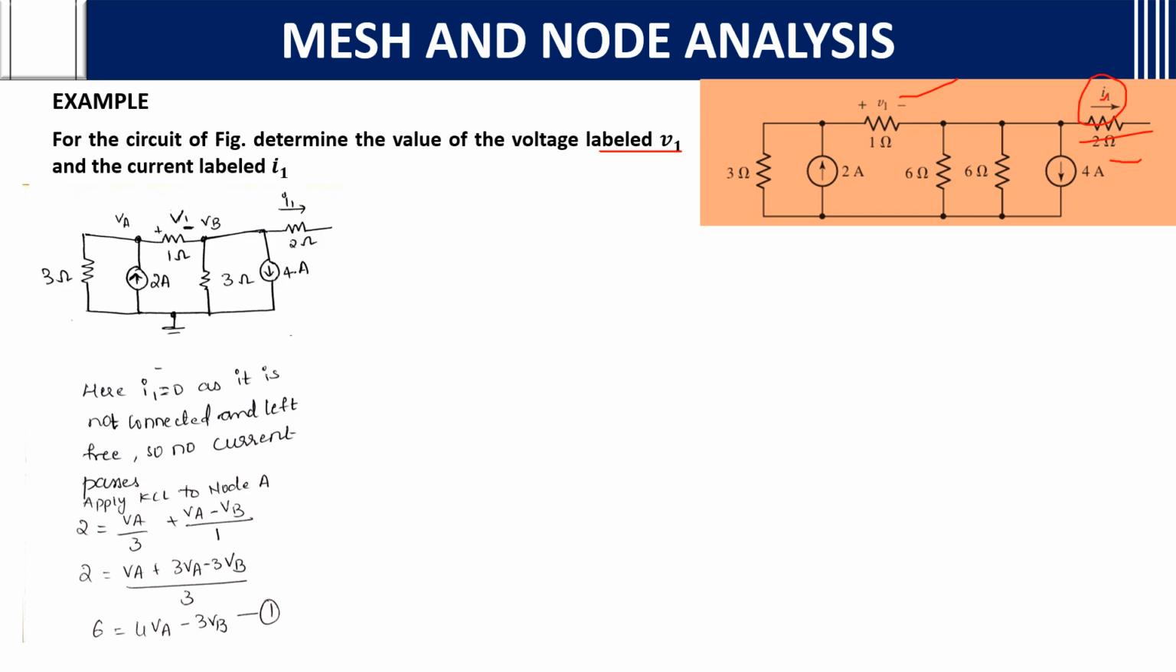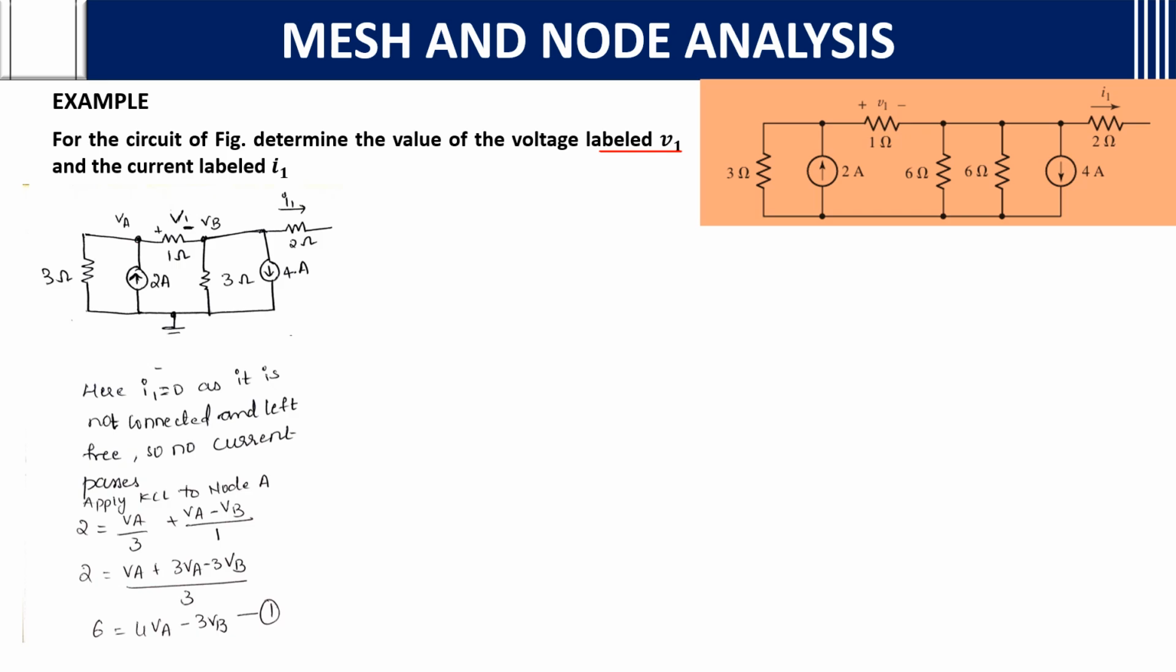We need to find V1 now. To find V1, what do we need to do? Same, apply KCL to the node. We'll take this as VA and this as VB, or you can take this as V1 or V2, it is your wish. But I have considered VA and VB here. It is not that you need to take V1, V2 only. You can consider any labels, like V0, V1, V5, it is your wish. But simply take initial values, VA and VB.